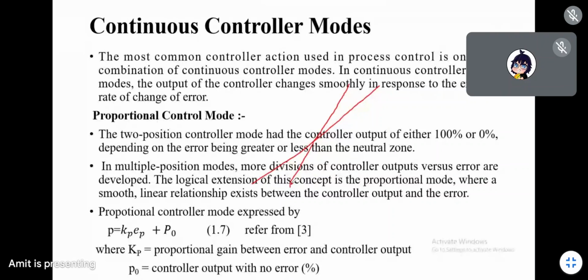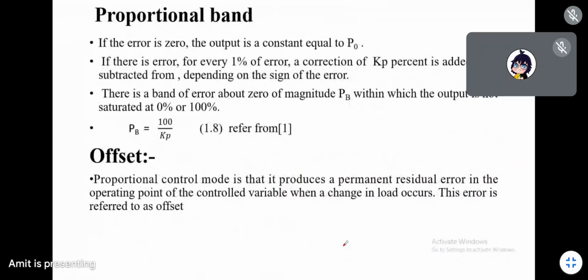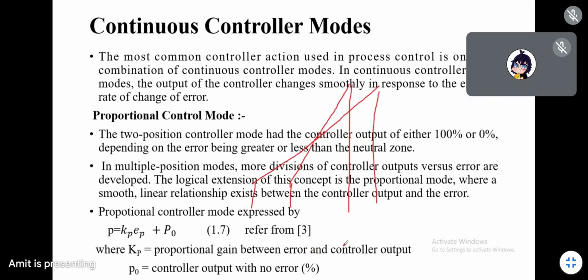Now this is your error band, and this error band will decrease. We can find this from another equation. This is your proportional band equation: Pb equal to 100 by Kp. It comes from this equation only.